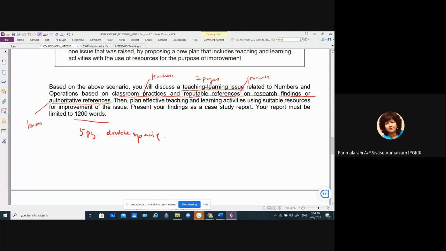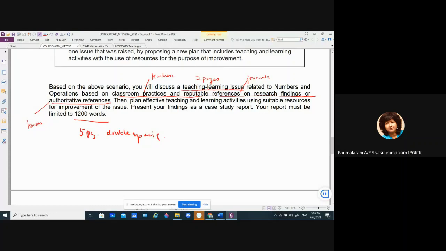That means you must tell what the issue is, and how you know that the issue exists. Which journals, who are the people you can cite to tell that this issue exists? You can't just say children have difficulty learning addition of numbers. What kind of addition? You must show the example, how they went wrong, the misconceptions and everything. Discuss in detail, 2 pages.